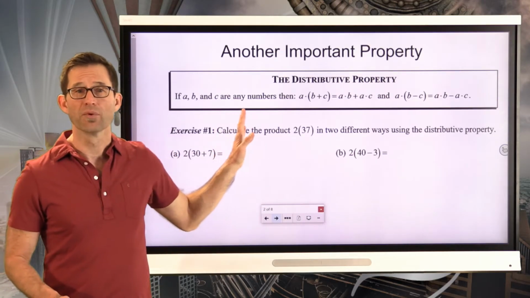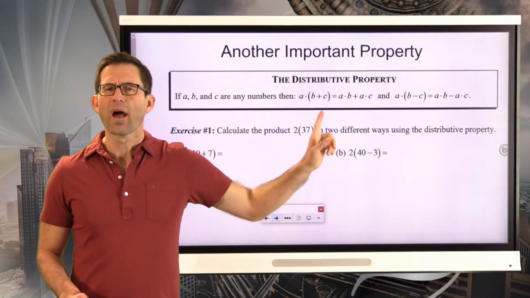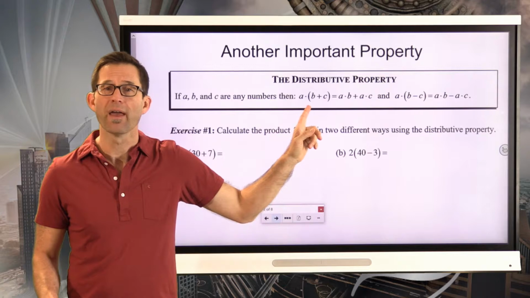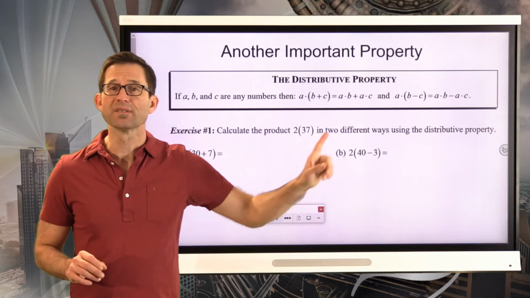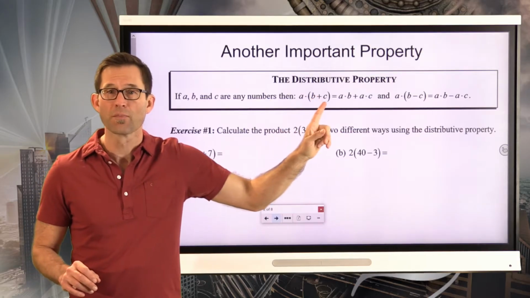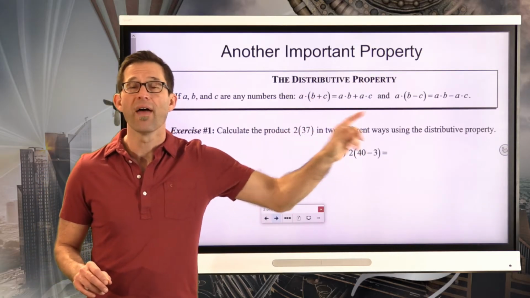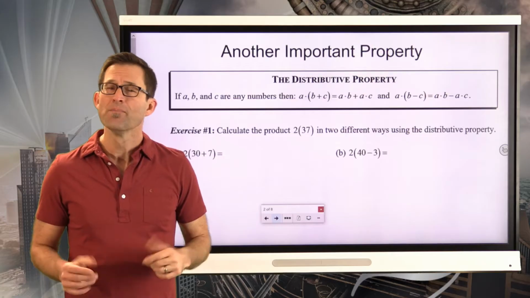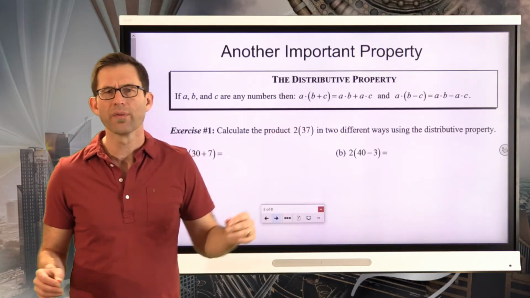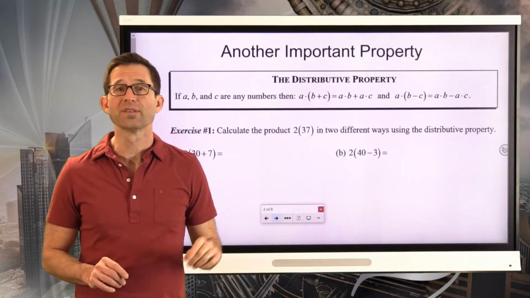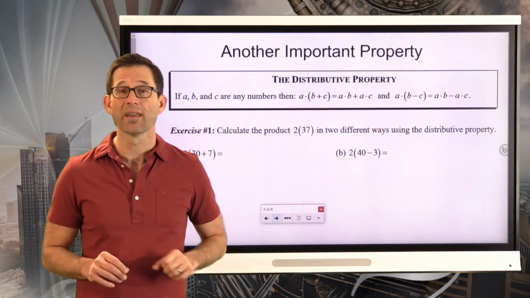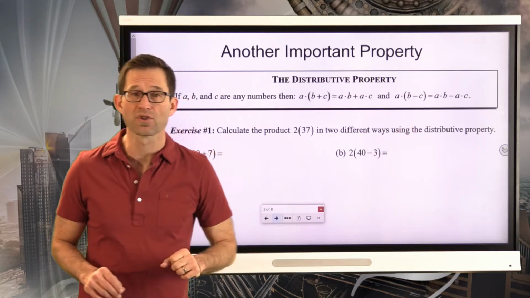If I've got three numbers, let's say A, B, and C, and I add two of them together, here, B plus C, and I multiply by A, what the distributive property says is I can actually do the multiplication first. I can multiply this part of the sum and this part of the sum, both by A, and then I can add the result. So in other words, order of operations really kind of says, no, you've got to do the addition first. It's in parentheses. But the distributive property says, actually, I can multiply both parts of that sum and then add. And the same goes for a subtraction.